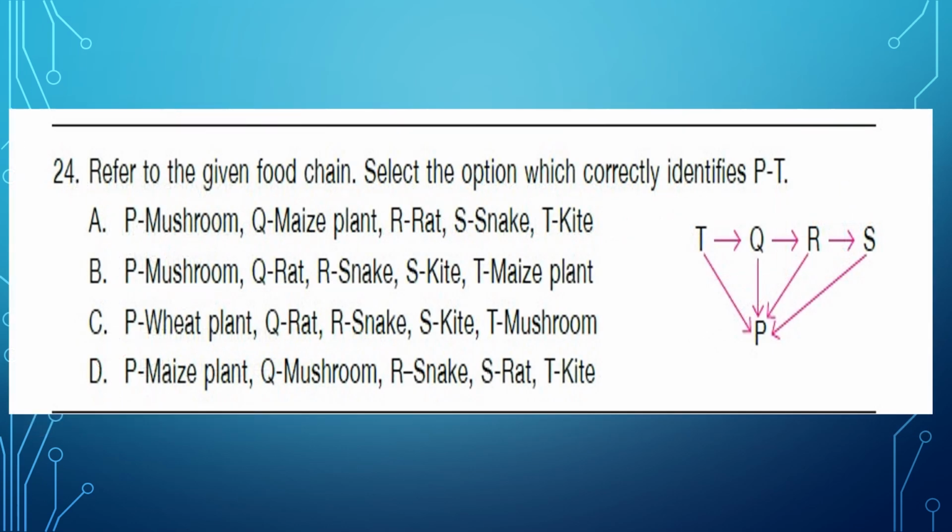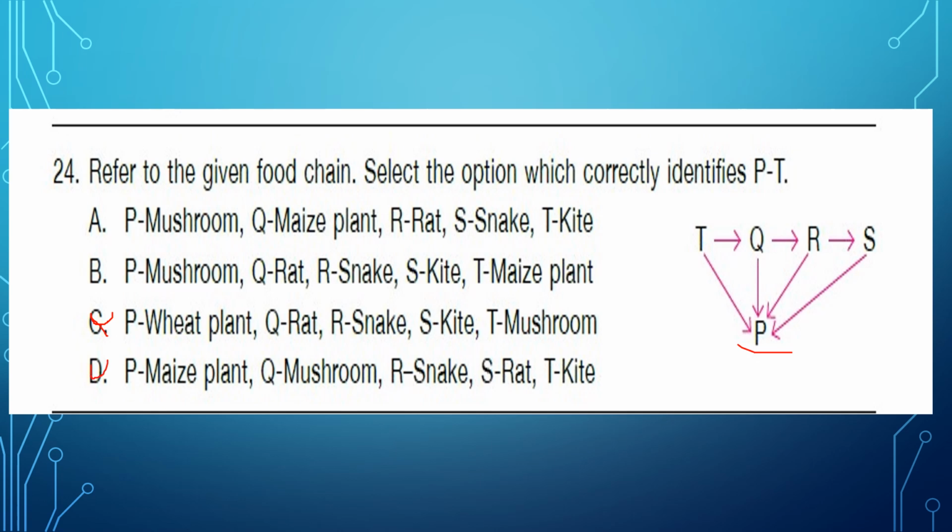Question number 24. Refer to the given food chain. Select the option which correctly identifies P to T. If we see this food chain carefully, we can see that P feeds on T, Q, R and S. So P is a fungus, and in the options P can be mushroom. It cannot be wheat plant or maize plant. So options C and D are incorrect.